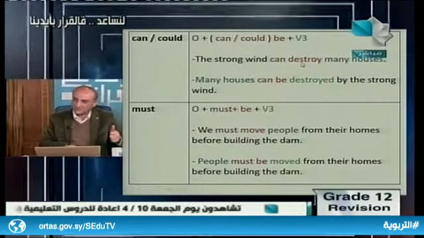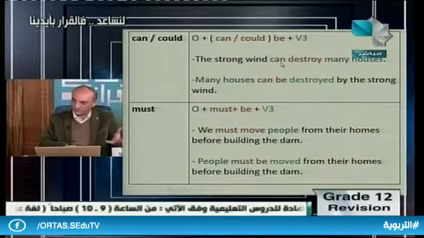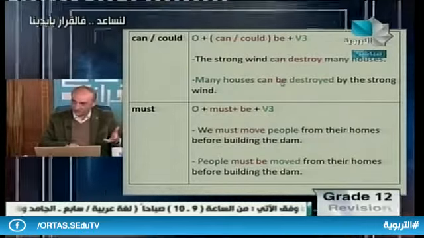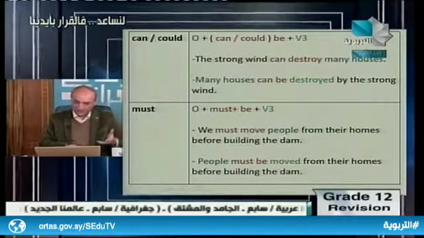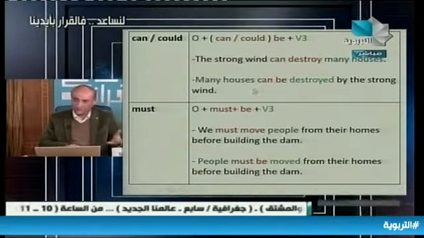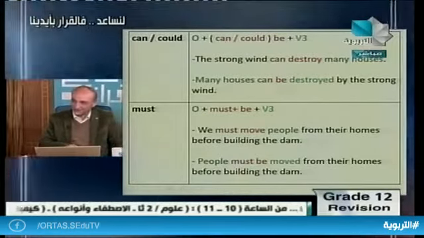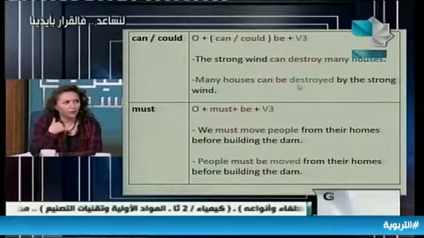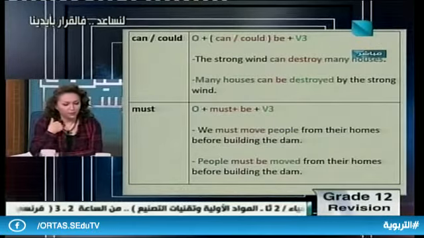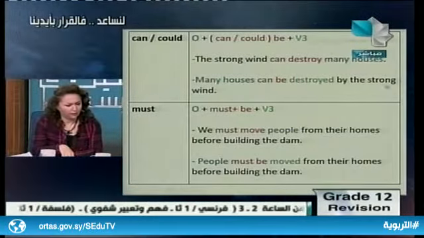Can destroy: destroy is used here with a modal verb, which is can. So we use the verb to be with the same modal verb: can be. Can destroy, can be. Will destroy, will be. Must destroy, must be, etc. And the main verb will become past participle in the passive voice sentence, so it will become destroyed by the strong wind.